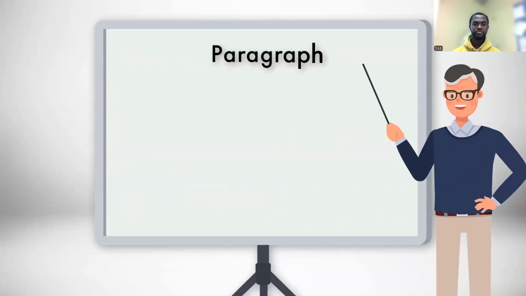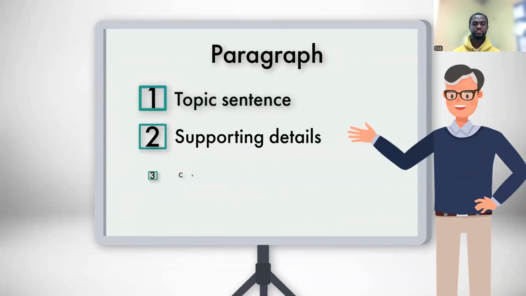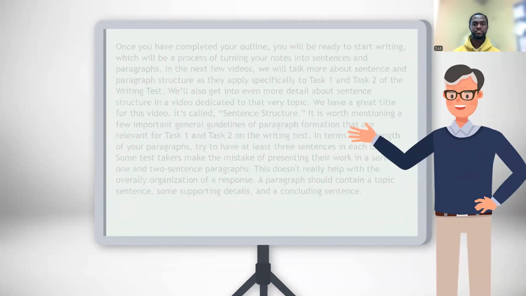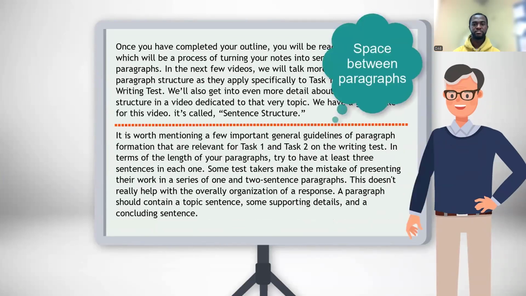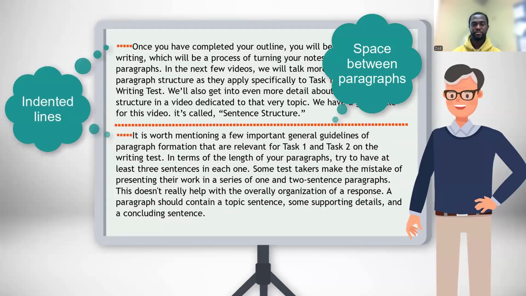A paragraph should contain a topic sentence, some supporting details, and a concluding sentence. Another thing to remember is to make the division between paragraphs very clear. There should either be a space between paragraphs or the first line should be indented with 5 spaces.